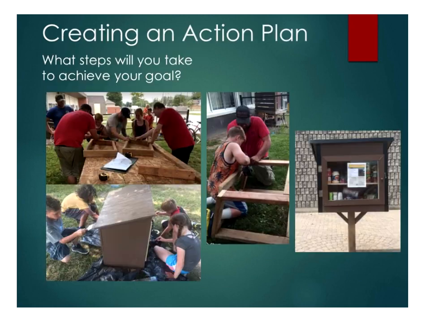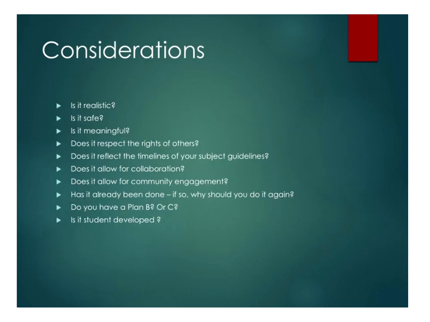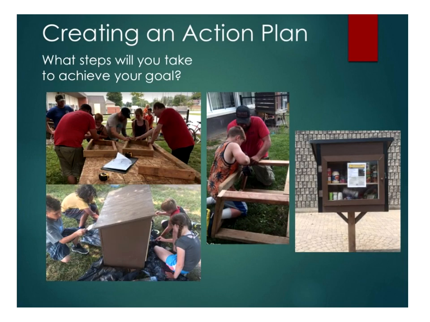Okay, and sorry, we're just moving right along here. So now we're creating an action plan. So we had the idea to create the little free pantry. Well, then what are we going to do after that? So then you have to come up with some steps for how you're going to achieve your goal, what types of barriers exist, and how are you going to overcome these.